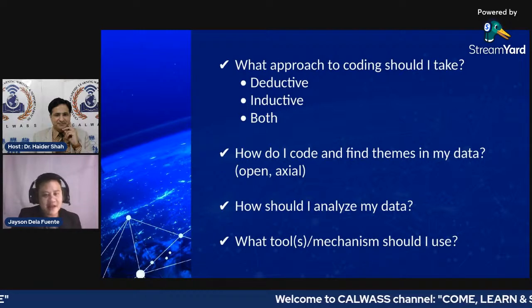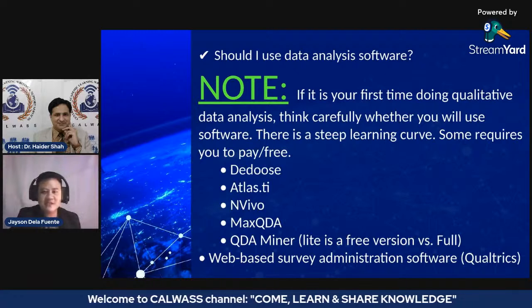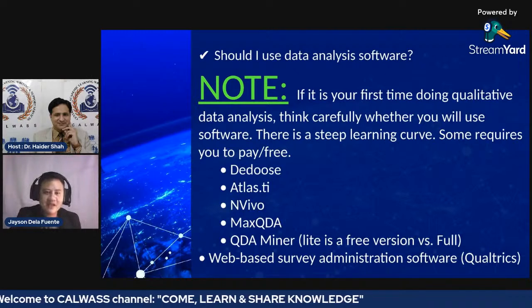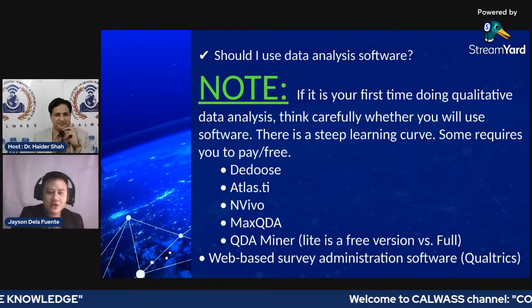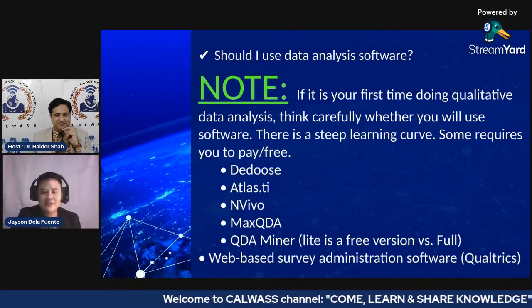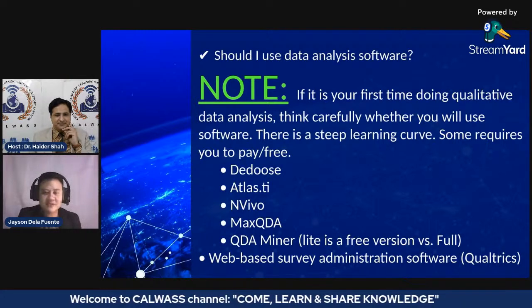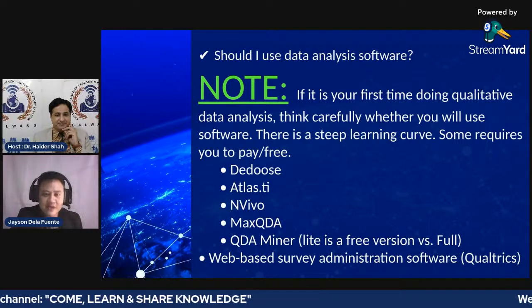How should you analyze the data? Are you going to use tools or mechanisms such as NVivo, Atlas.ti, MAXQDA, QDA Miner, and web-based survey administration software, or Qualtrics? Everything here, Atlas.ti, NVivo, and all of these, are actually software.